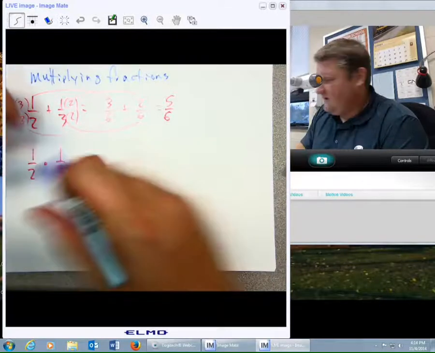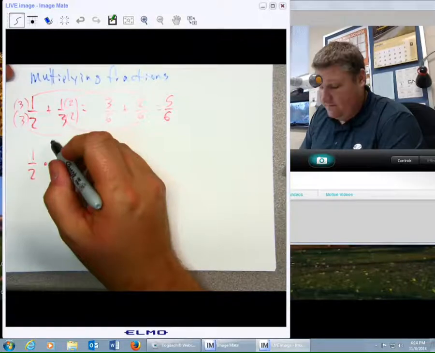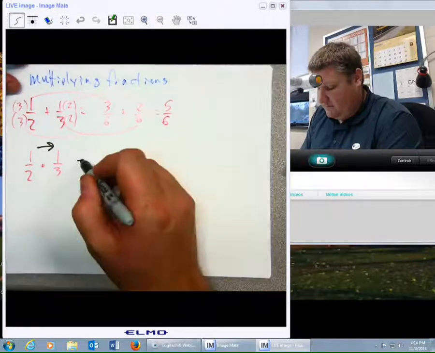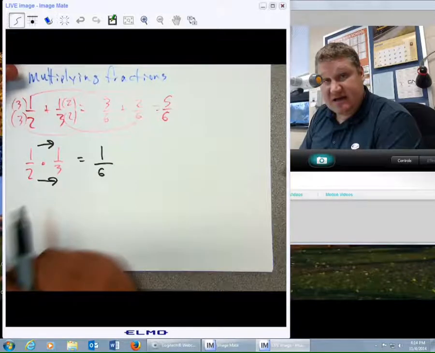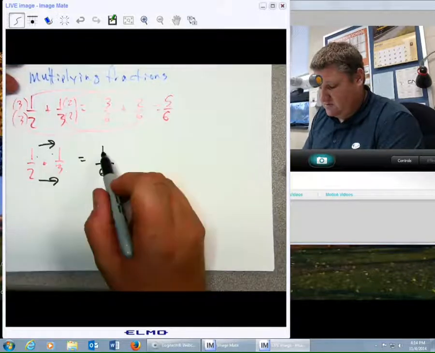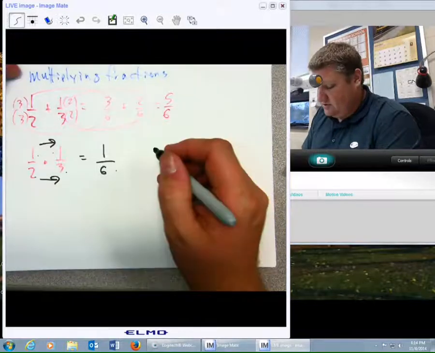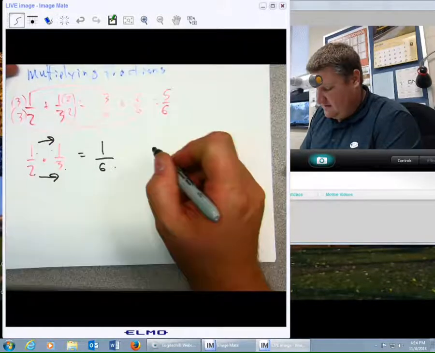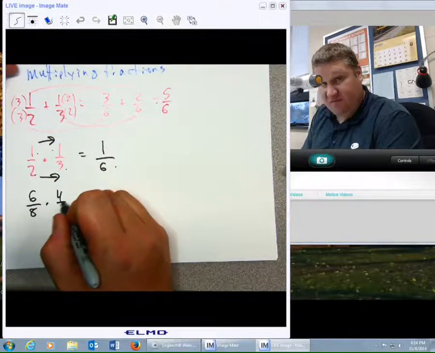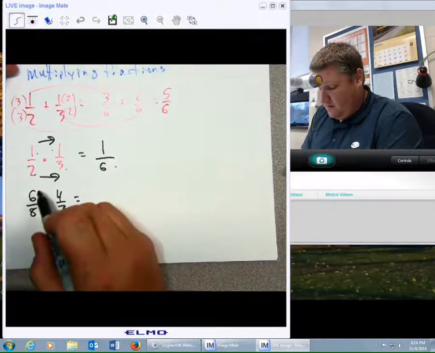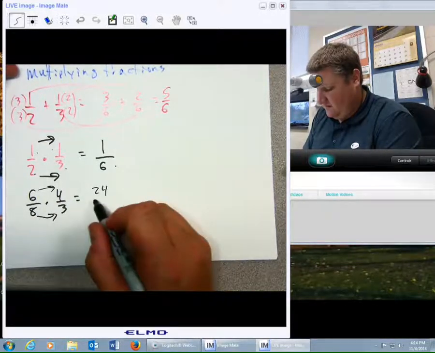1/2 times 1/3, all I have to do is multiply across the top, 1, multiply across the bottom, 6. That's it. 1 times 1 is 1. 2 times 3 is 6. That's it. That's all there is to it. Even if I had something crazy like 6/8 times 4/3, well, 6 times 4 is 24. 8 times 3 is also 24.